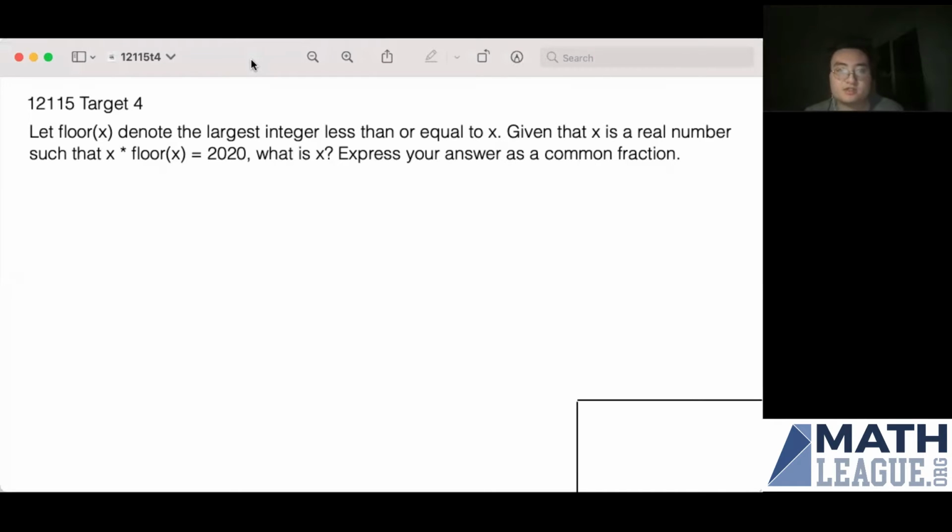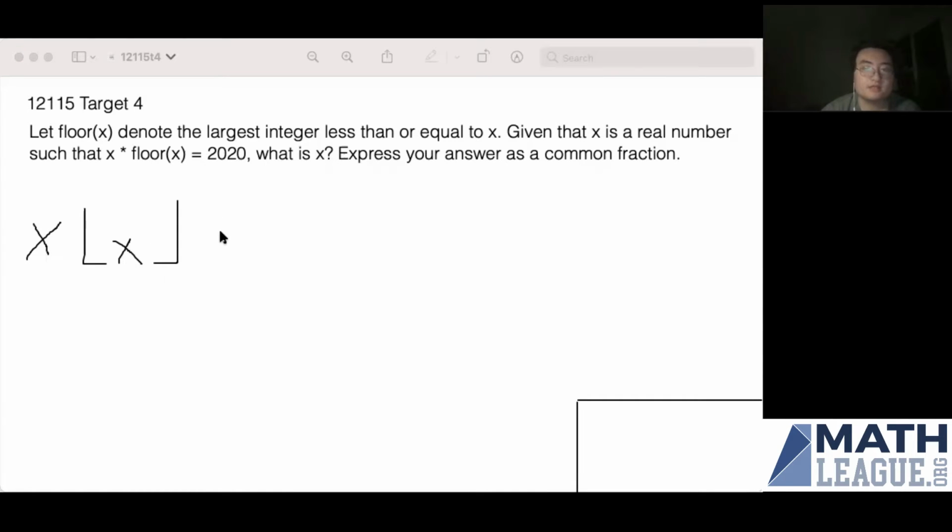We'll be talking about target problem 4 from test 12115, the February 2021 middle school test. In this problem, we let floor of x, which in the test actually looks like this, be the largest integer that's less than or equal to x. And we want the value of x such that x times the floor of x is 2020.